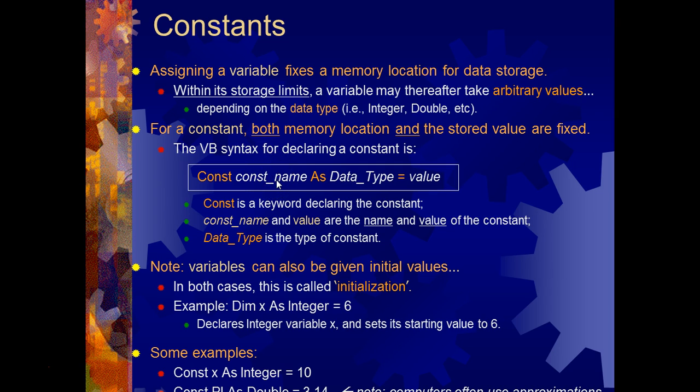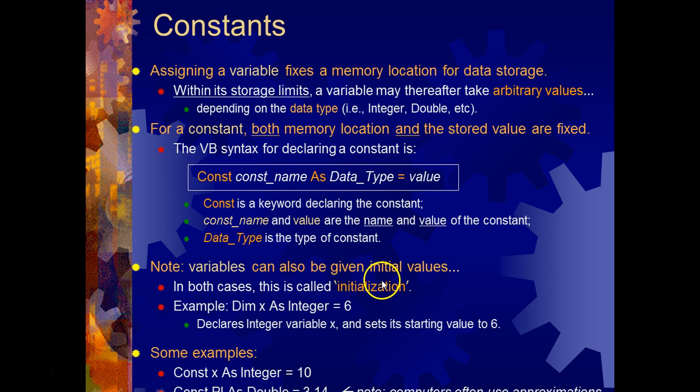Sometimes you want to keep something fixed, not be able to change it. Const is a keyword for declaring the constant. So we have the constant name, the value over here are the name and value of the constant, and the data type, as we said, like integer.